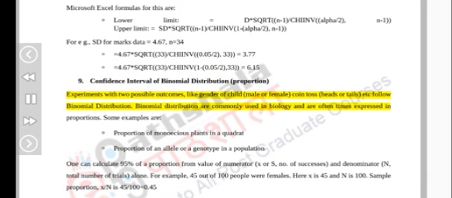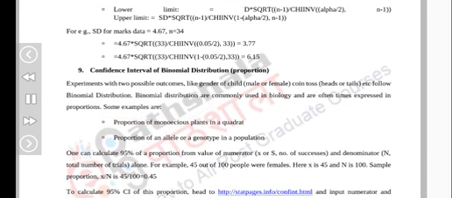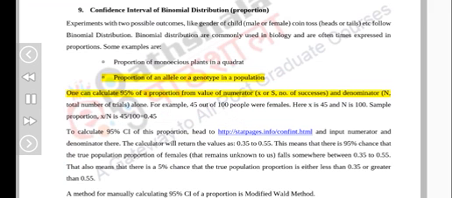Experiments with 2 possible outcomes, like gender of child, male or female, coin toss, heads or tails, etc., follow binomial distribution. Binomial distribution are commonly used in biology and are oftentimes expressed in proportions. Some examples are: proportion of monoecious plants in a quadrat. Proportion of an allele or a genotype in a population. One can calculate 95% CI of a proportion from value of numerator X or S, number of successes and denominator N, total number of trials alone.